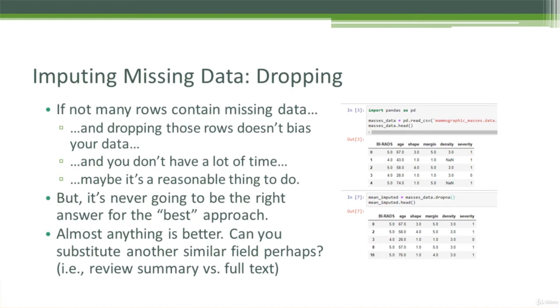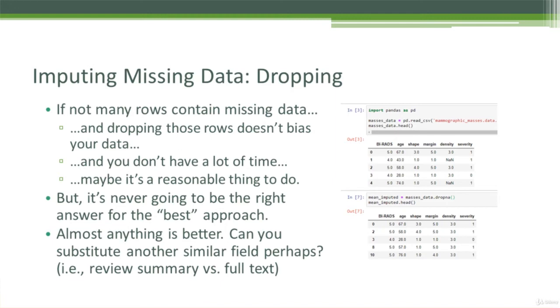So again, if an exam is asking you what's the best way to impute missing data, dropping data probably is not the right answer. Almost anything is going to be better. Maybe you could just substitute a similar field, right? That would also be a simple way of doing it. For example, I might have a data set of customer reviews on movies, right? Maybe if I have a review summary and a full text review as well, it would make more sense to just take the review summary and copy that into the full text for people who left the full text blank, as an example. So almost anything is better than just dropping data.